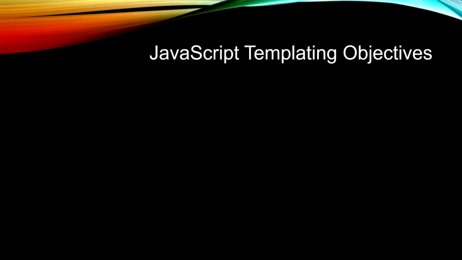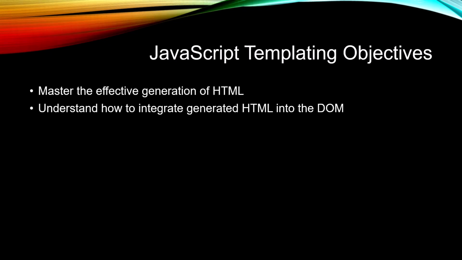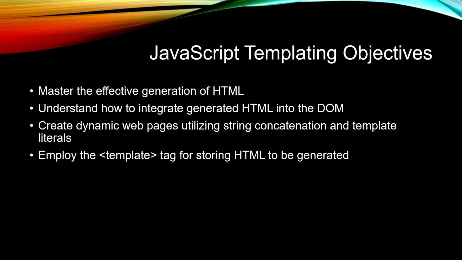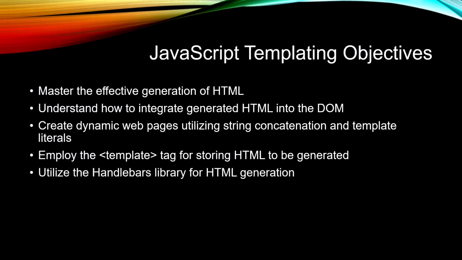The objectives for this module are to master the effective generation of HTML, understand how to integrate generated HTML into the DOM, create dynamic web pages utilizing string concatenation and template literals, employ the template tag for storing HTML to be generated, and utilize the Handlebars library for HTML generation.